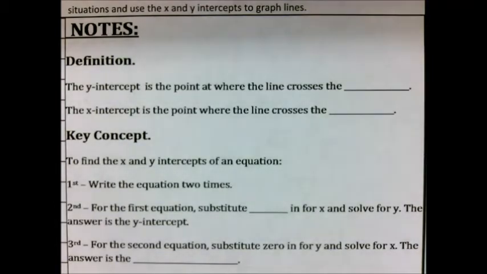So here's our key concept. In order to find x and y intercepts given an equation, the first thing we want to do is write the equation twice. The second step is, for the first equation, substitute 0 in for x and solve for y. Your answer then is the y-intercept. The third step is, on that second equation you wrote, substitute 0 in for y this time and solve for x. That answer is your x-intercept.